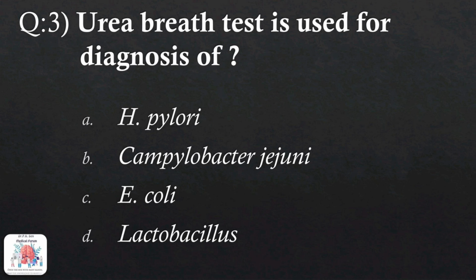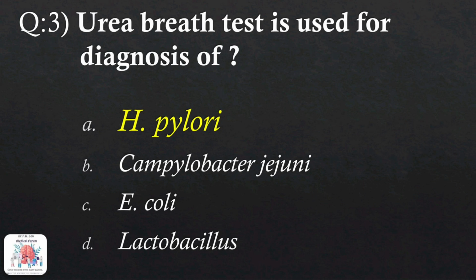Moving on to question number 3. Urea breath test is used for the diagnosis of option A, H. pylori, option B, Campylobacter jejuni, option C, E. coli, or option D, Lactobacillus. The correct answer to this question is option A, H.